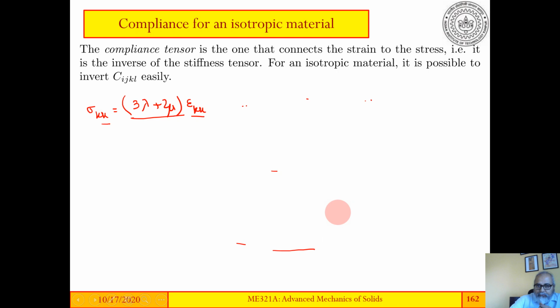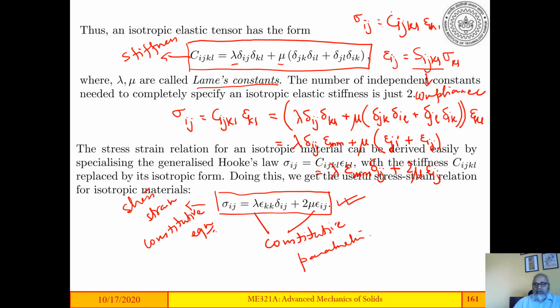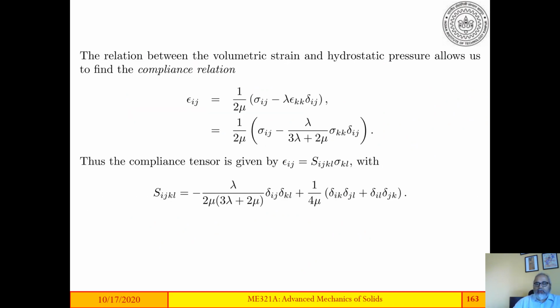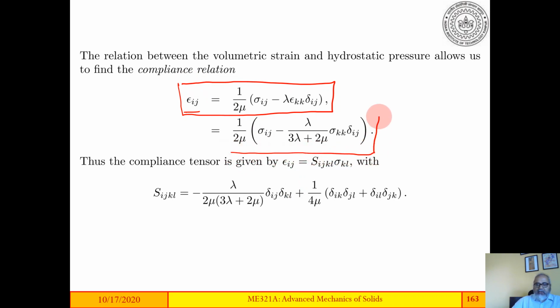Now we go back to our stress strain relation. Epsilon kk, we will replace with sigma kk divided by 3 lambda plus 2 mu, and then we will express epsilon ij in terms of sigma ij. So this is what we are going to do. We are going to use this last expression to plug it into epsilon ij, and this is what epsilon ij will turn out to be. So this is what we can get by just transposing terms and replacing. This is quite easy to get. Try it out.